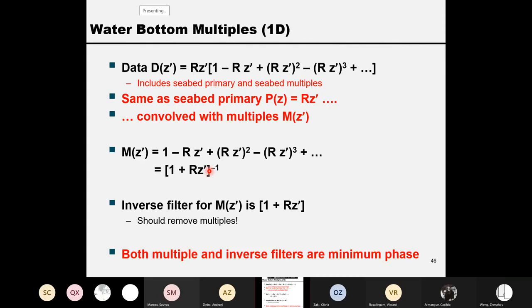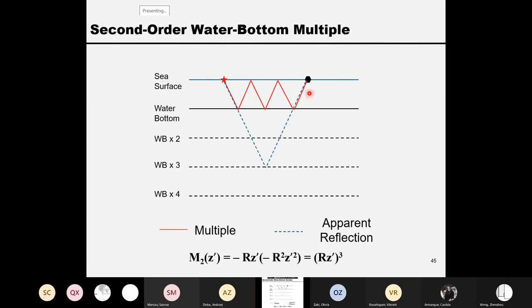You see that? So the multiple filter, in fact, is 1 over this. The filter is 1 over this. What's the inverse filter? The inverse filter for the multiples is 1 plus R Z prime, right? That's easy, isn't it? Both the filter for the multiples and the inverse filter are minimum phase. Can we make sure it's minimum phase? Yes, we can, because let's go back to the previous slides.